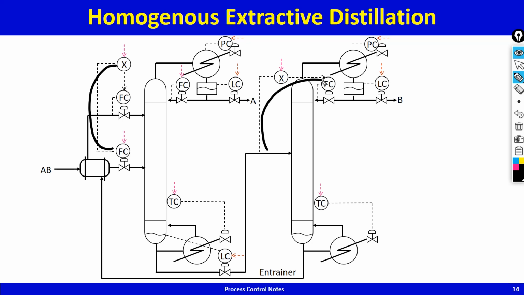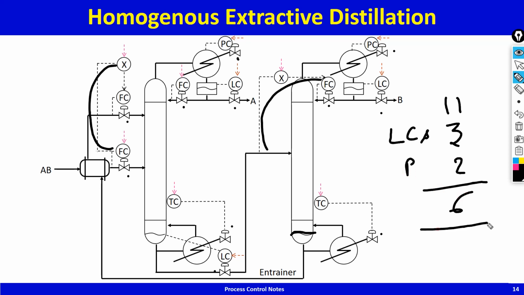In this control system, let us see how many control valves we have. So let's count. 1, 2, 3, 4, 5, 6, 7, 8, 9, 10, 11. So there are 11 control valves. Of these 11, 3 levels need to be controlled, 3 level controllers. It's not 4 because this level cannot be controlled. 2 pressures, that leaves 6 steady state degrees of freedom.